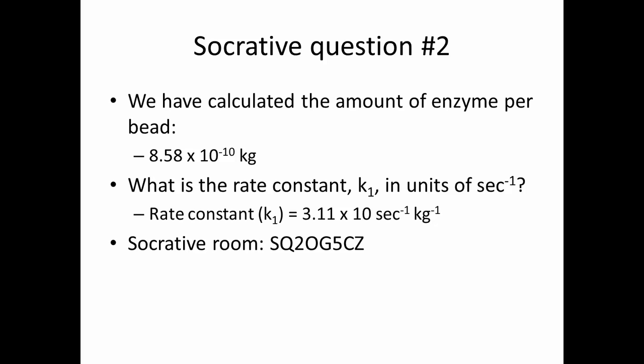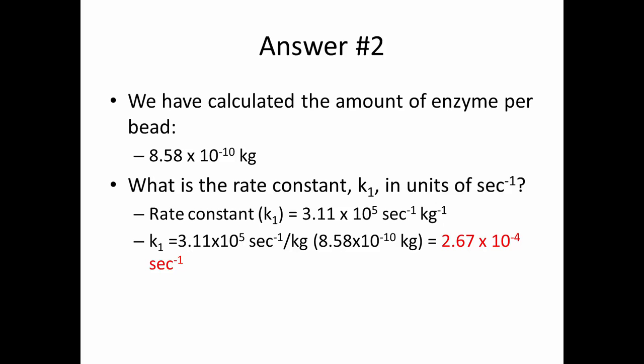And then we've calculated that, and now we want to know what the rate constant is. We already know the rate constant in per second per kilogram, but we have our kilograms of enzyme now, so we want to determine our rate constant in per second. So we have 3.11 times 10 to the fifth per second per kilogram. So we will just multiply that by our amount of protein, or amount of enzyme per bead, and get 2.67 times 10 to the negative fourth per second as our K1, our first order rate constant.